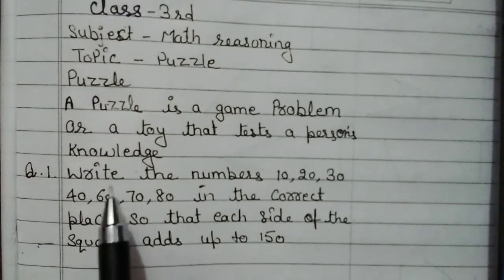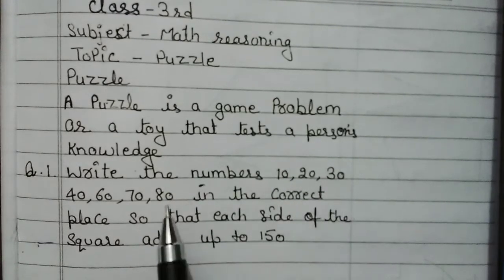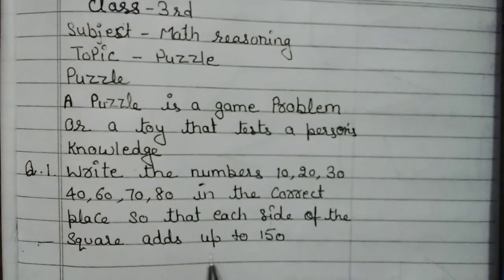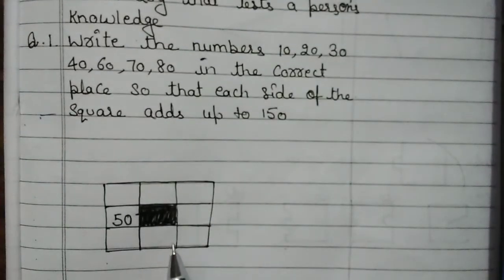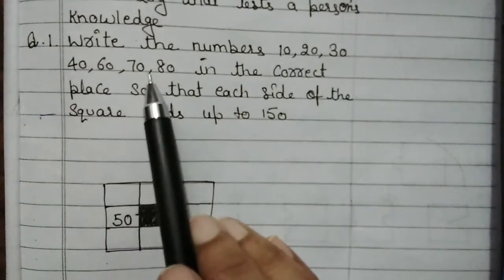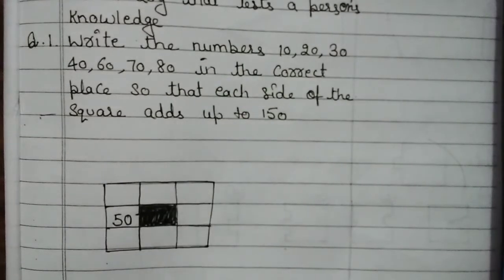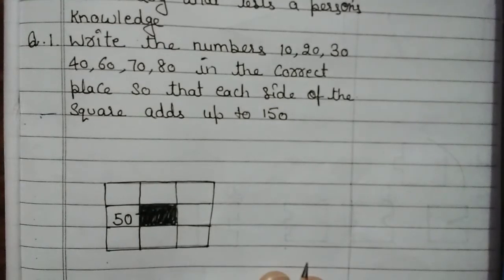Our first question is: write the numbers 10, 20, 30, 40, 60, 70 and 80 in the correct place so that each side of the square adds up to 150. The given square is like this. In this square we have to fill 10, 20, 30, 40, 60, 70 and 80 such that the sum of each side of the square must be 150. We can solve this question in many ways. I am going to discuss with you one way here.